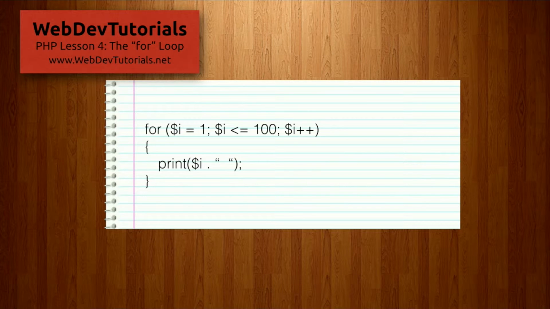Inside the parentheses, our first expression is the initializer. We'll create a variable called I in this expression. It will only be executed once before the for loop begins. We'll give it a value of 1.